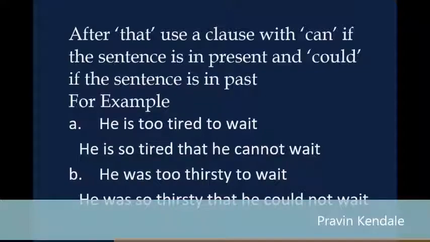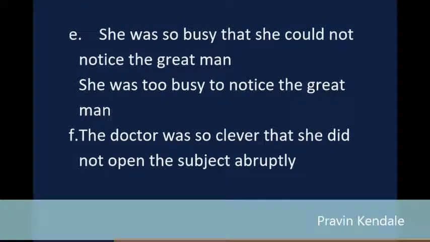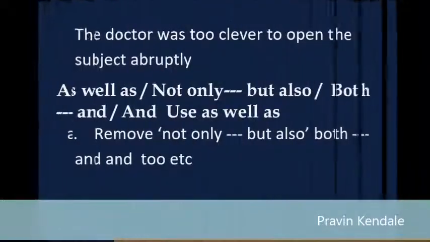C. She was too small to define her goals. She was so small that she could not define her goals. D. It is so windy that none can sit outside. It is too windy to sit outside. E. She was so busy that she could not notice the great man. She was too busy to notice the great man. F. The doctor was so clever that she did not open the subject abruptly. The doctor was too clever to open the subject abruptly.